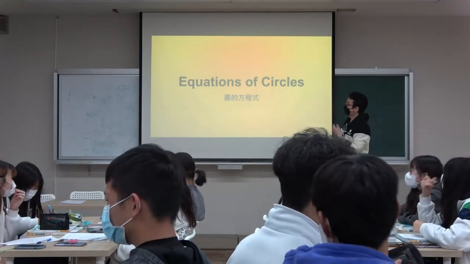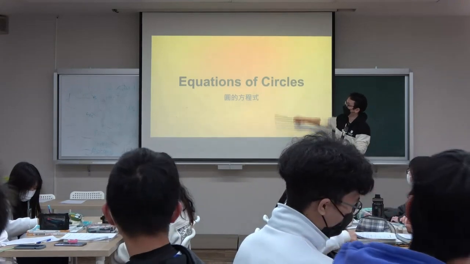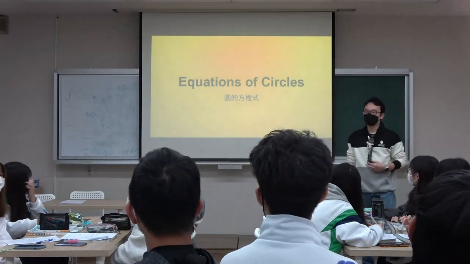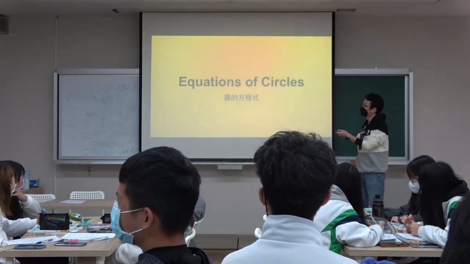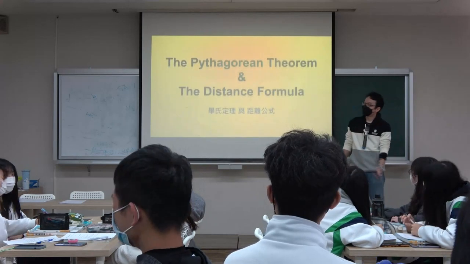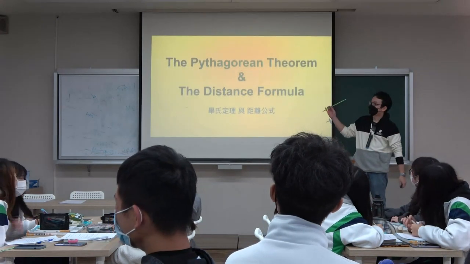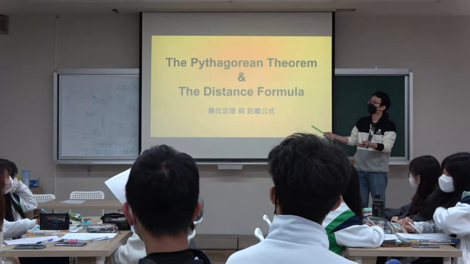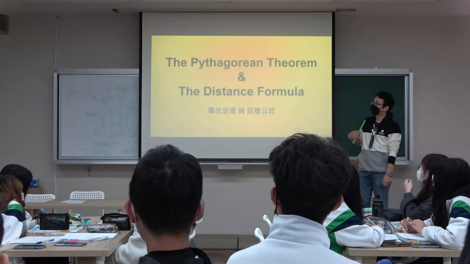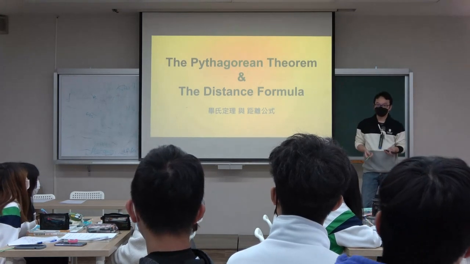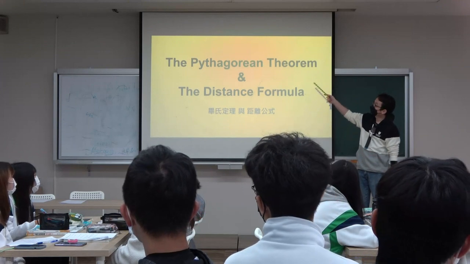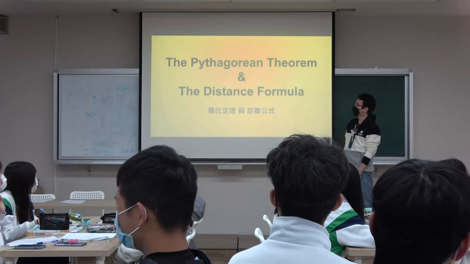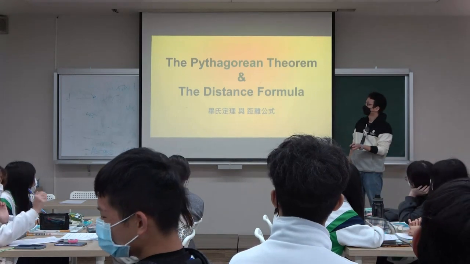Okay, this is our topic today. Equations of circles. 是圆的方程式，圆的方程式。And before the topic, we are going to revisit or review some concepts that we have learned in junior high school. The Pythagorean theorem and the distance formula. 就是毕氏定理跟这个距离公式。Okay.